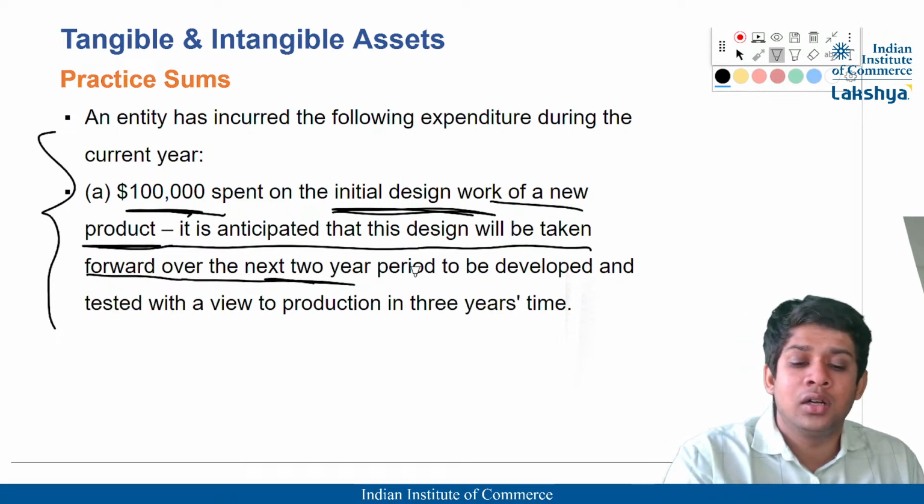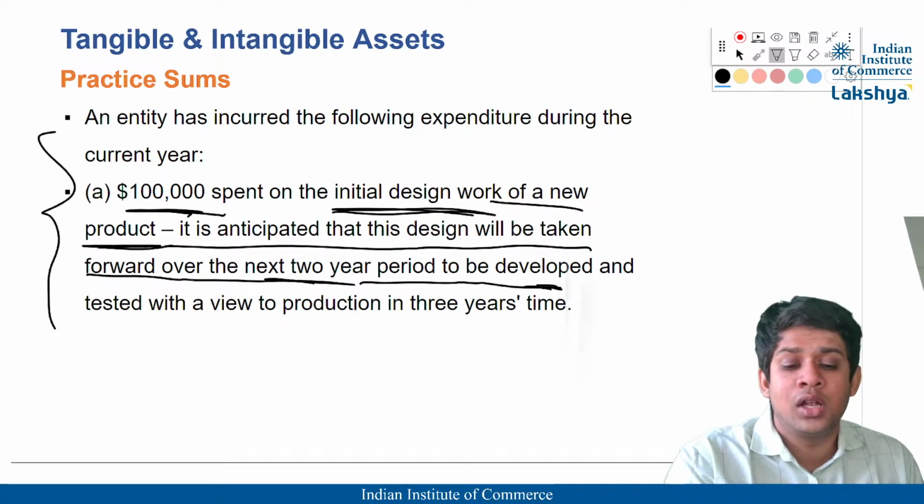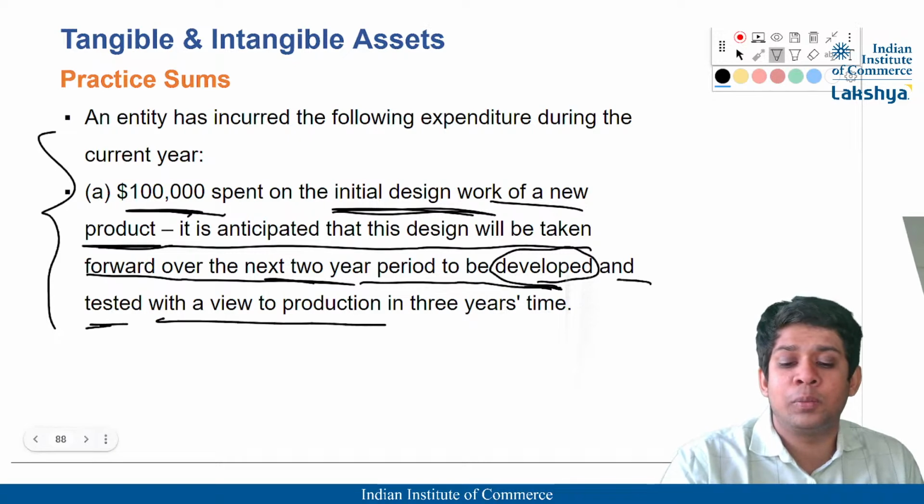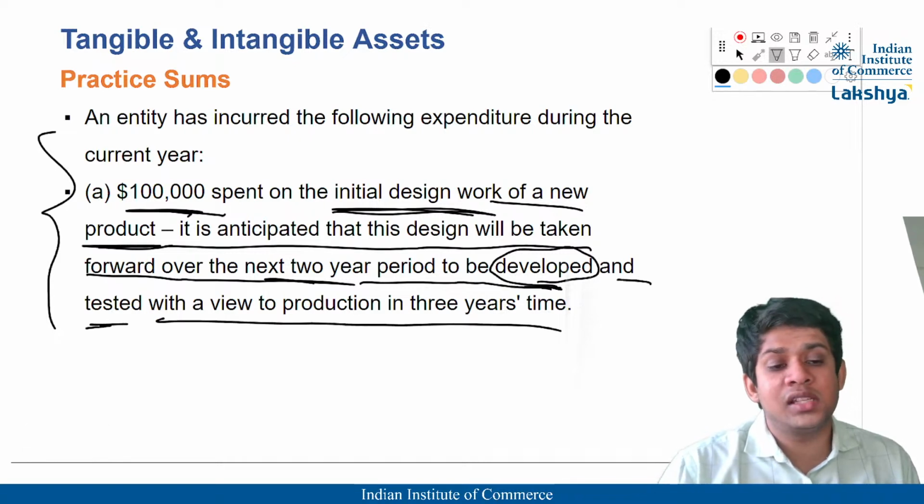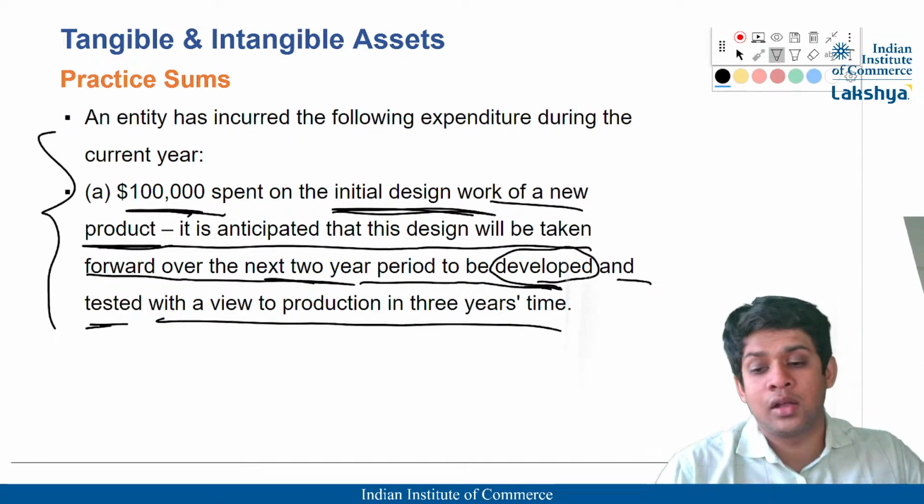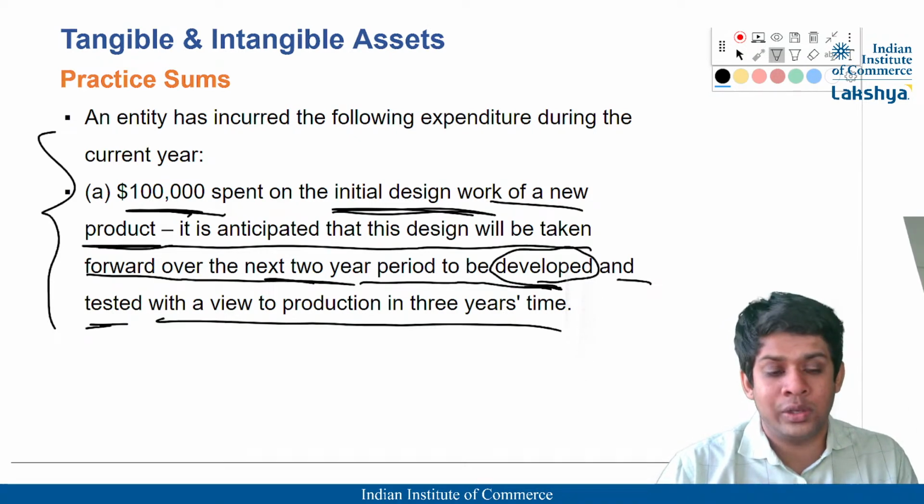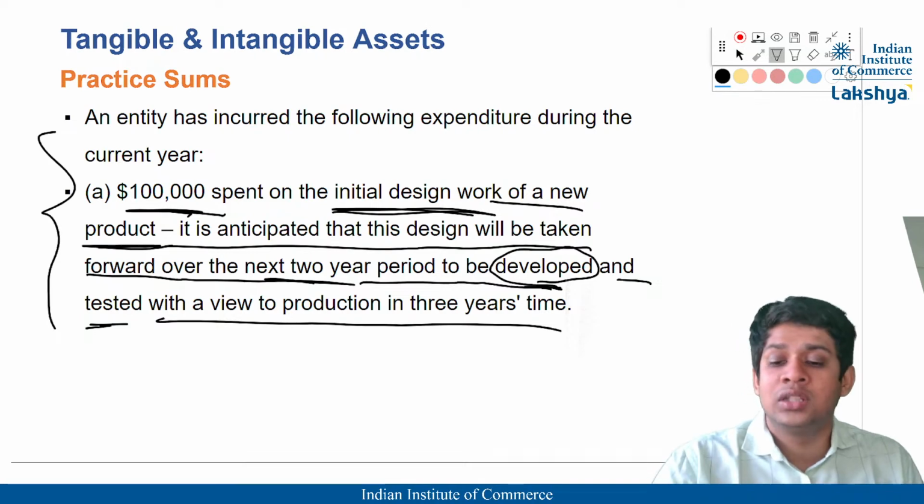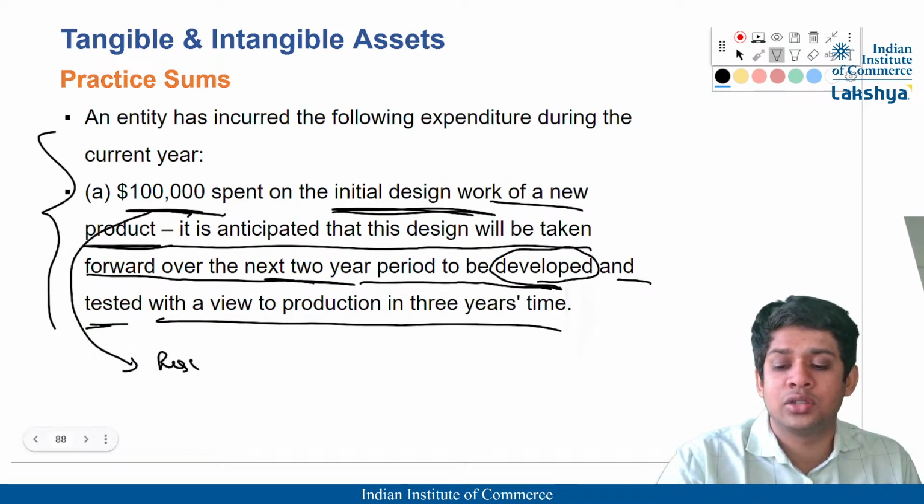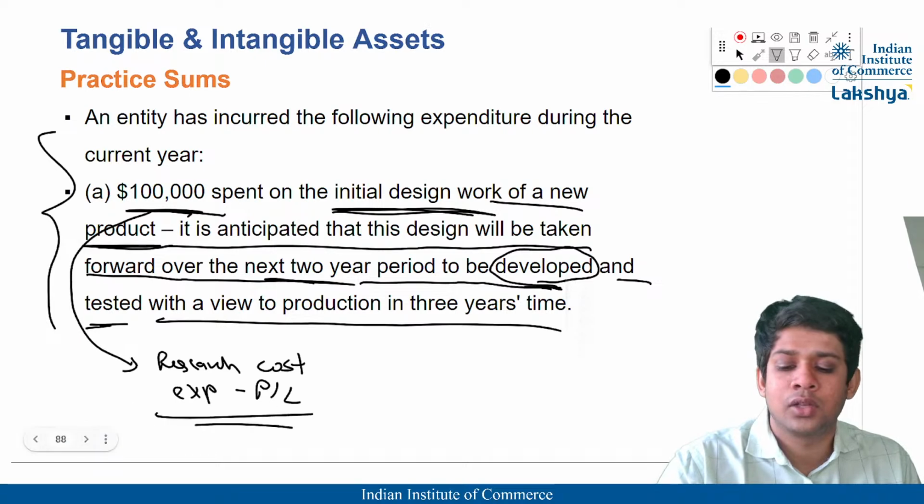It will be taken forward after the next 2 years, and to be developed, that means I'm just doing the research right now. The application will be after 2 years and tested with a view to production in 3 years' time. That means after 3 years, I will do the testing. So right now I'm just doing the research findings. So this $1 lakh which is spent on it will be a research cost and will be an expense to my P&L, right?